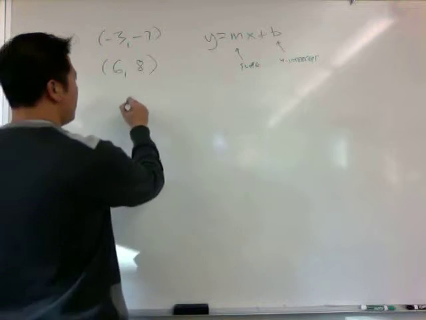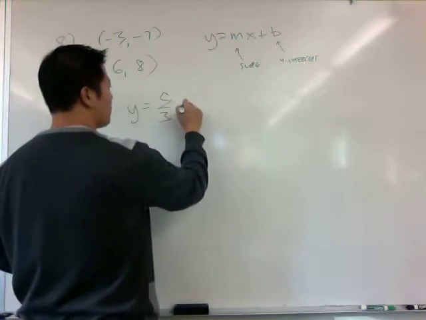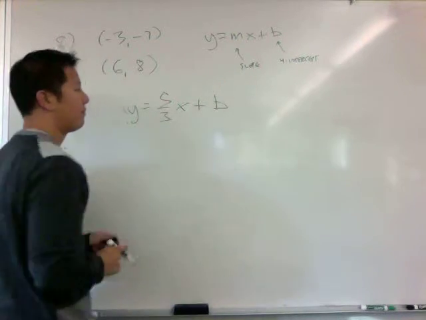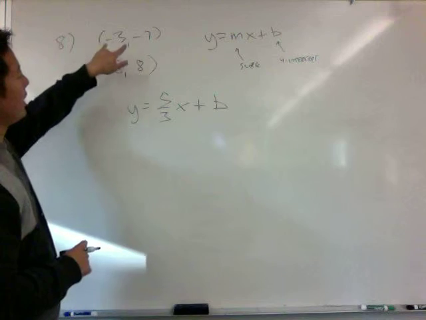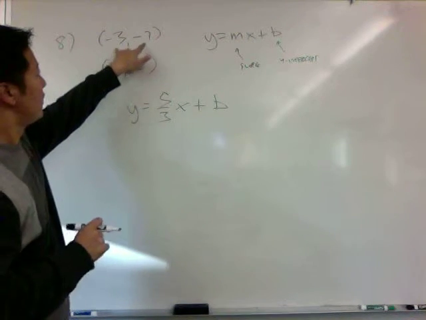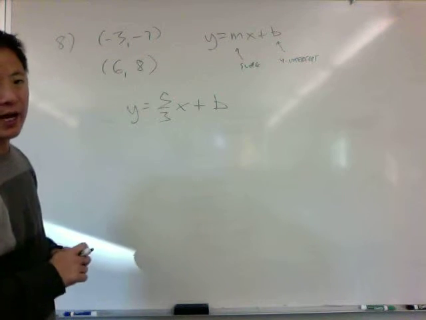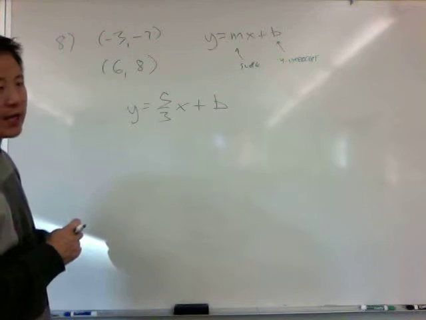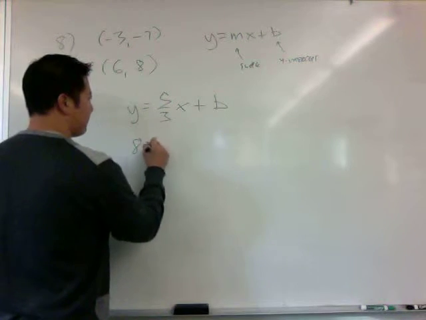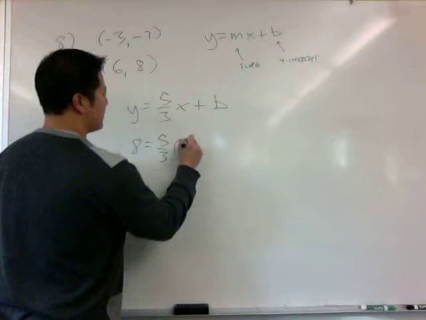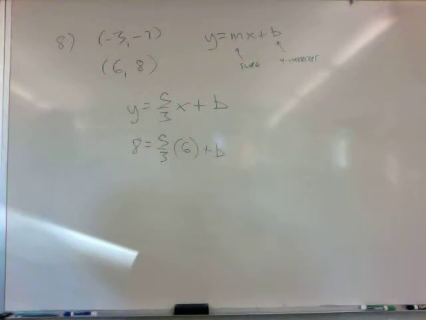So, we have y equals 5/3, that's what our slope is, times x plus b. And we want to find out what b is. You could substitute either of these coordinates into that equation. I'm going to choose 6, 8 because I would rather deal with positive numbers than negative numbers. So if I put in 8 for y and 6 for x, now I just solve for b.